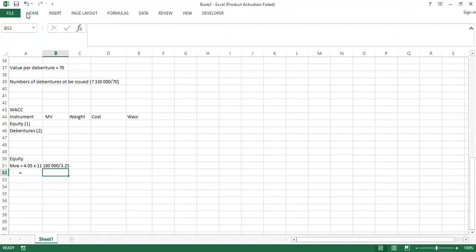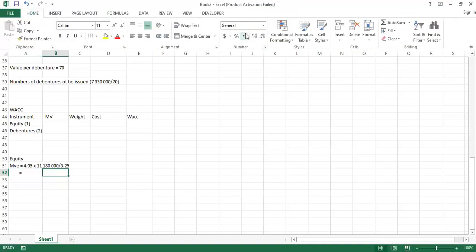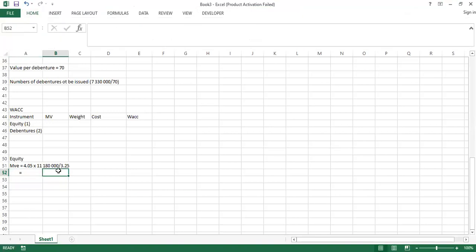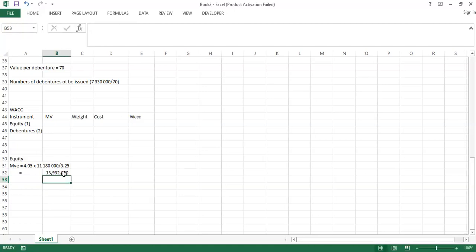To get the market value now, we simply multiply the number of shares outstanding by 4.05, which is the value per share. So 4.05 times 11,181,223 divided by 3.25. This is what we get as the market value. We need this right here, so let's put it straight up there.